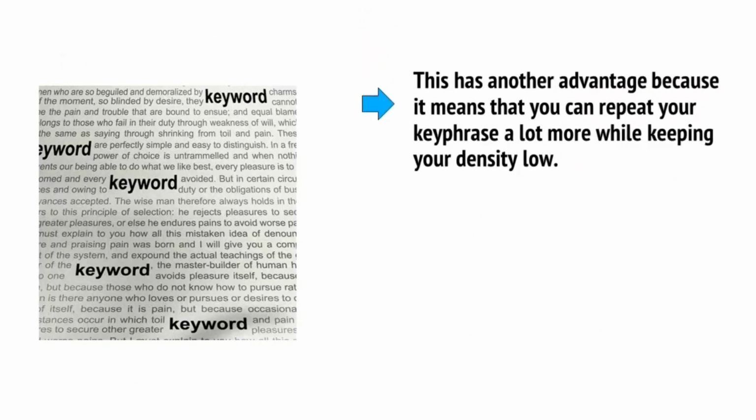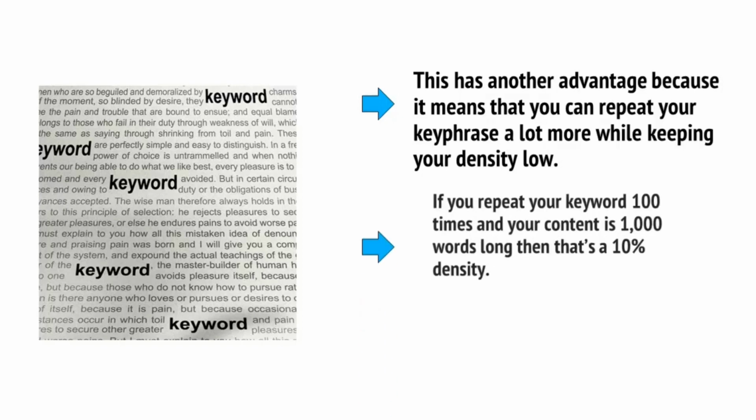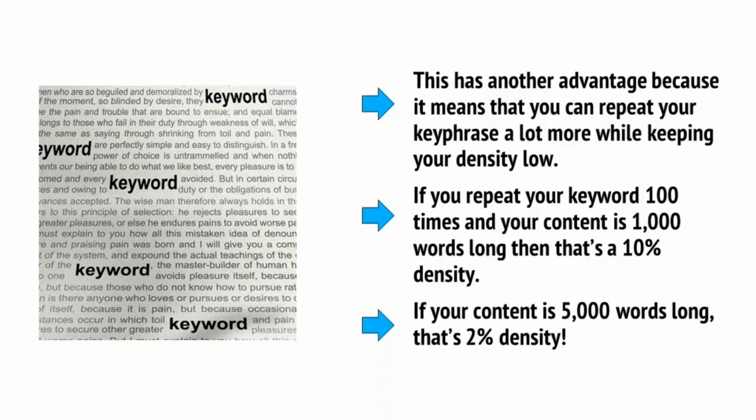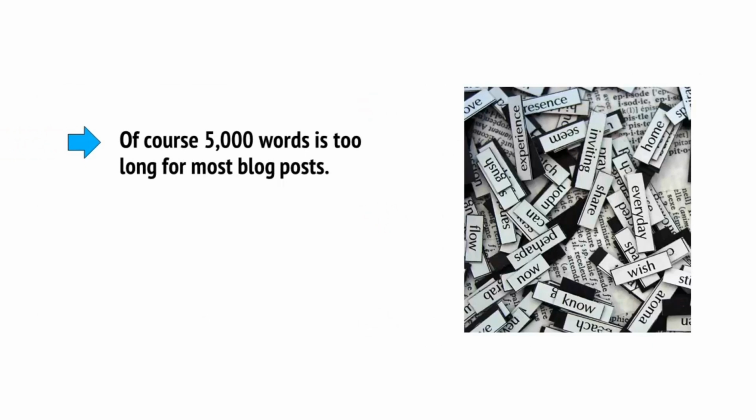This has another advantage because it means that you can repeat your key phrase a lot more while keeping your density low. If you repeat your keyword 100 times and your content is 1,000 words long, then that's a 10% density. If your content is 5,000 words long, that's 2% density. Of course, 5,000 words is too long for most blog posts.